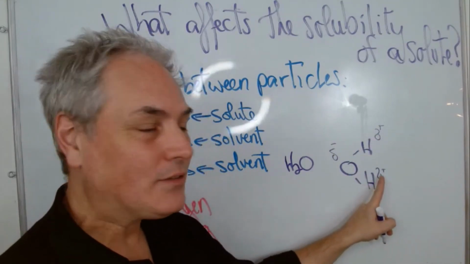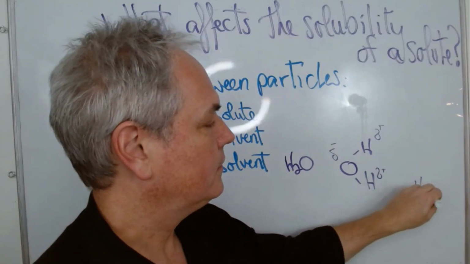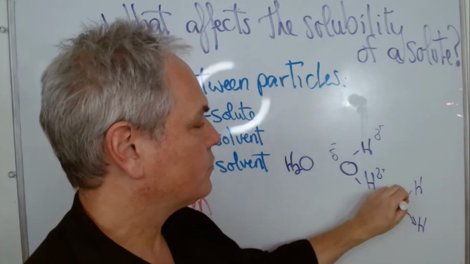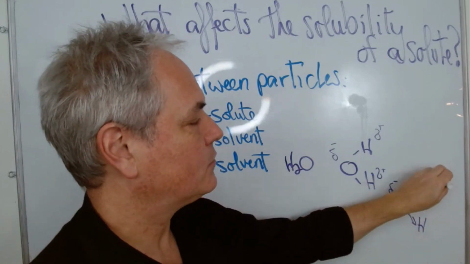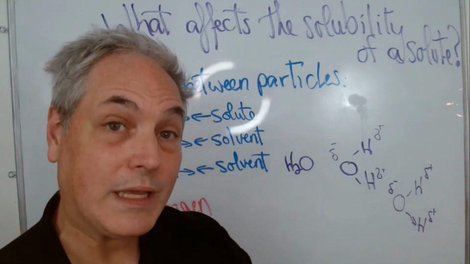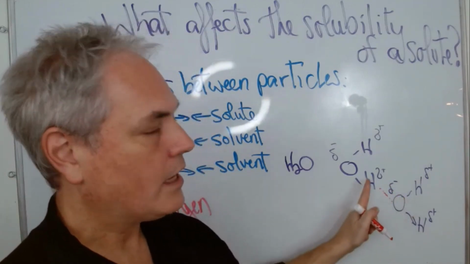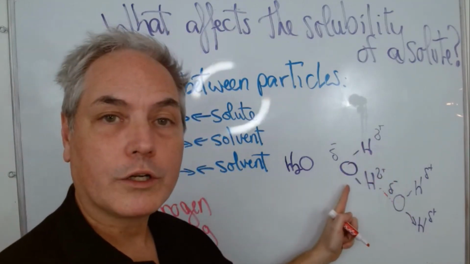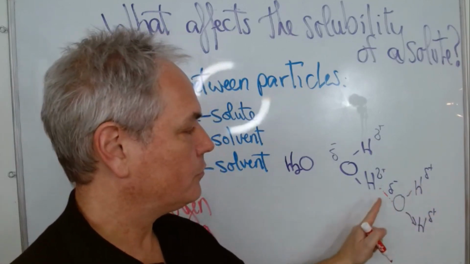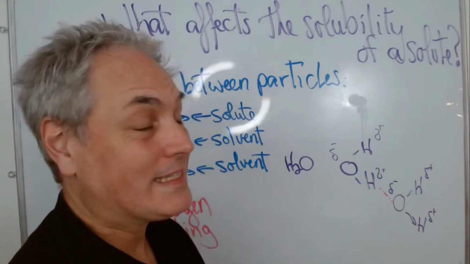Now, if this hydrogen tends to be more positive, it can attract another water molecule, where this one is negative and this one is positive. So here we have an example of a water molecule that is attracted to another water molecule, and it is what we call hydrogen bonding.